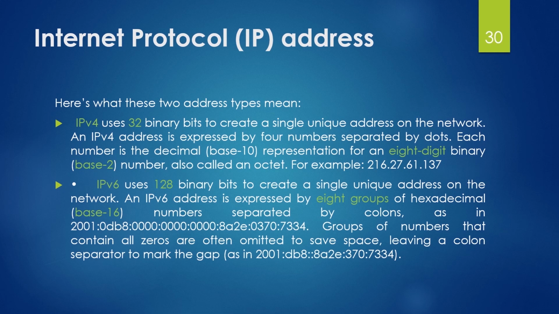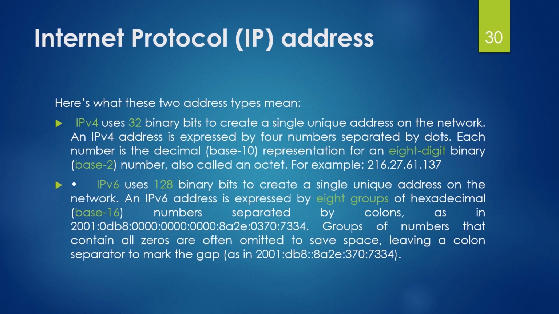IPv6 now uses 128 binary bits to create a single unique address on the network. An IPv6 address is expressed by 8 groups of hexadecimal, that is base 16, numbers separated by colons. For example, we have 2001:0000:0000:0000:8A2E:0370:0:7334. So this is an example of an IPv6 address.